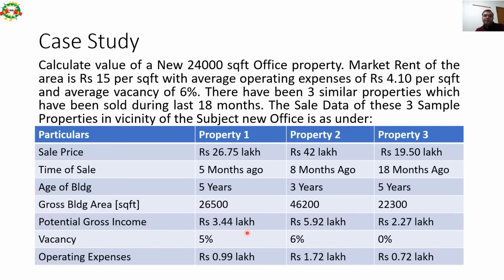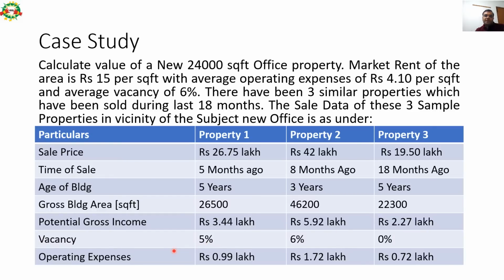Potential gross income means the maximum income from the property, which can be generated assuming 100% capacity utilization of the property. So the PGI of property 1 was 3.44 lakhs, PGI for property 2 was 5.92 lakhs, and PGI for property number 3 was 2.27 lakh.